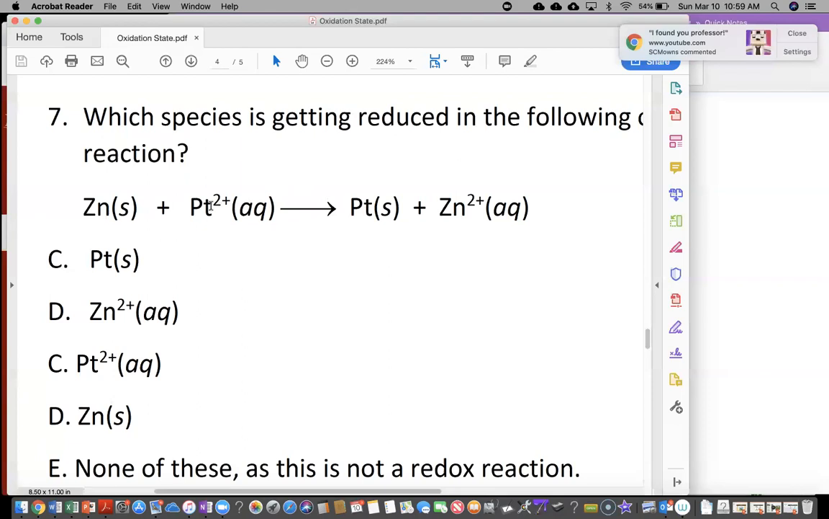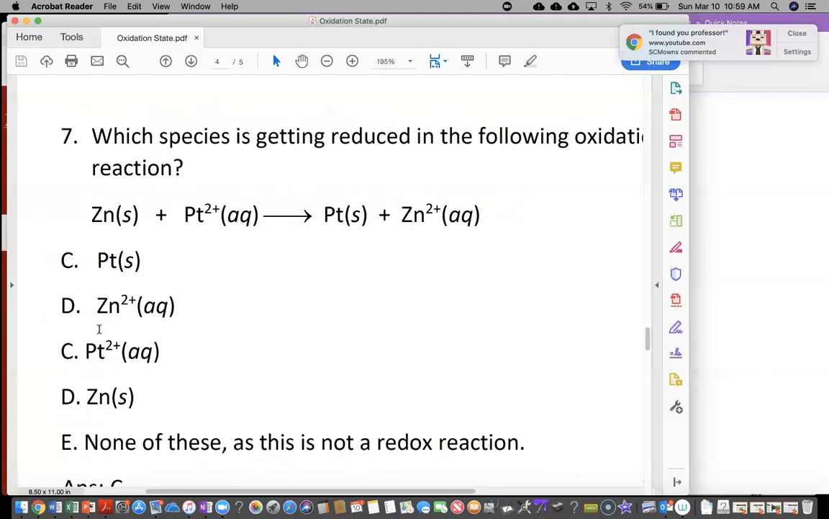So when the question says, look at the options. Of course, the options are incorrect. They should be A, B, C, D, not C, D, C, D. So tell me what should be the right answer. The question is asking which species is getting reduced out of these four. It's the second C, this Pt2+. So your answer is going to be Pt2+ and not Pt. Make sure you don't pick A as the right answer. It's not Pt. It's Pt2+ that is getting reduced.